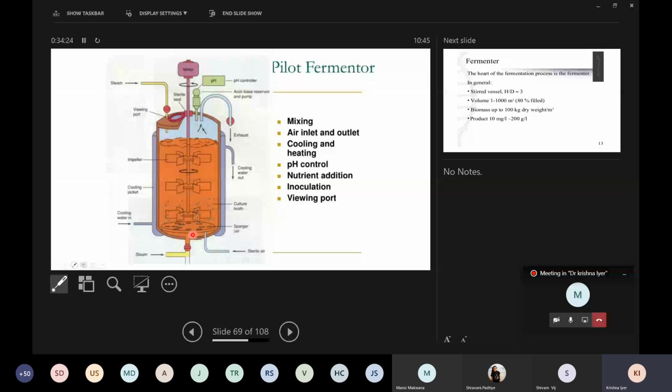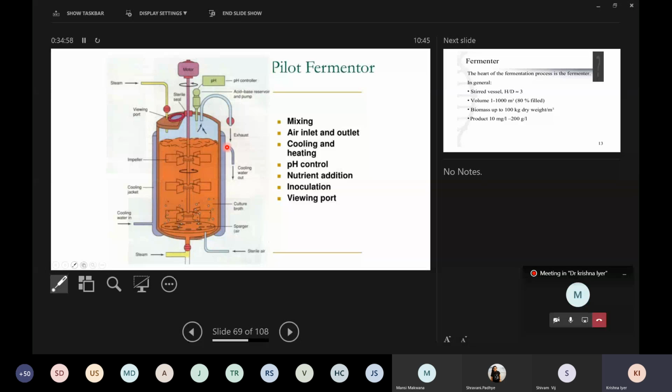Now look at this nice stirring assembly. There are three levels at which we have what are called impeller paddles. Collectively, when they move, you get very efficient mixing. Typically you'll also find baffles on the side, though sometimes they might not show the baffles. So this is cooling water, or you can also have steam coming in. It will go to the jacket so that you can cool or heat the medium.